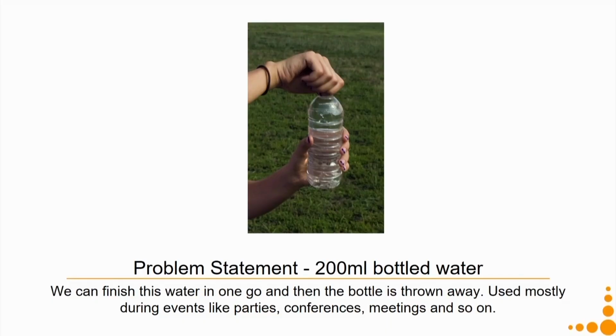So, the problem statement that we will be taking forward in today's lecture is this 200 milliliter water bottle. It's a plastic bottle. The body of the bottle, the transparent part, is made of a plastic called polyethylene terephthalate, PET, and the cap and the small ring at the cap are made of another plastic called polypropylene, PP. We can finish this water in almost one go and then the bottle is thrown away. It is used mostly during events like parties, conferences, meetings and so on.